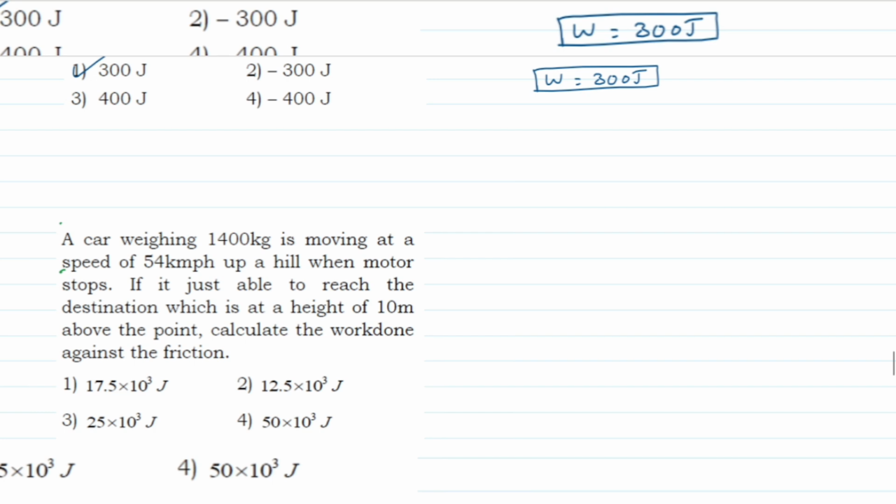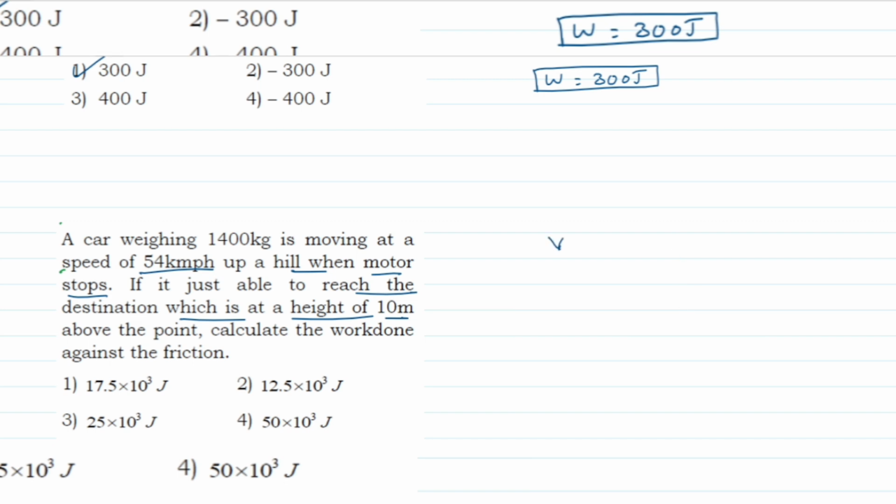The next question says a car weighing 1400 kg is moving at a speed of 54 km per hour up a hill when the motor stops. If it is just able to reach the destination, which is at a height of 10 meters. So the car is going to reach a certain height, and here 10 meters is given.